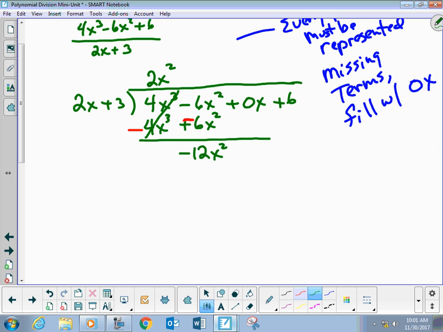I bring down the next term. And I repeat the process. What do I multiply 2x by to get minus 12x squared? A minus 6x, don't I? Minus 6x. So that gives me minus 12x squared minus 18x. Change the signs and add. So I get 18x. I still have more terms. I bring down the next term.